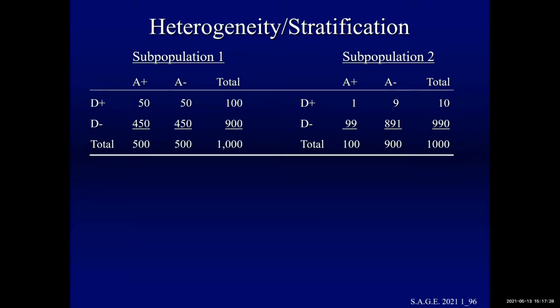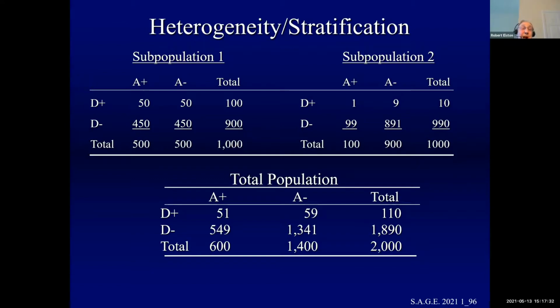Now let us put these two subpopulations together. Now we have the total population. All right, you can do the math. First, top left square, 50 plus 1 is 51. 50 plus 9 is 59. 450 plus 99 is 549, and so on. We have 2,000 individuals in all.